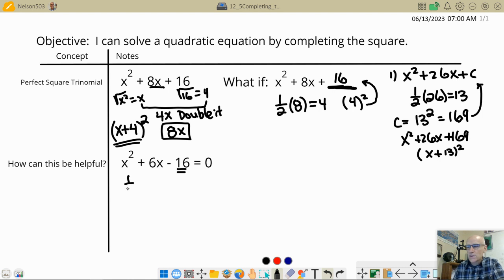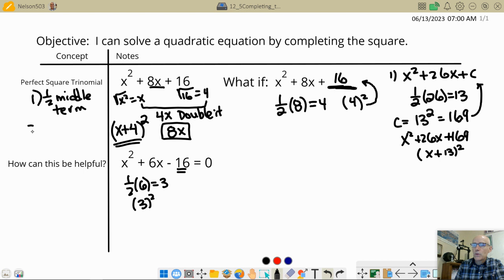Okay, let's go through the process here. What's half of 6? 3. If I square 3, that's my next step, right? So there are 2 steps to this. Step 1, half the middle term. Step 2, square it. That's what I'm doing right now. I'm squaring it and I get 9. So I know a positive 9 needs to be sitting here.